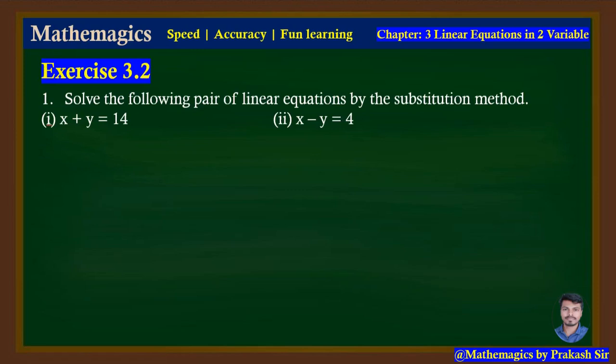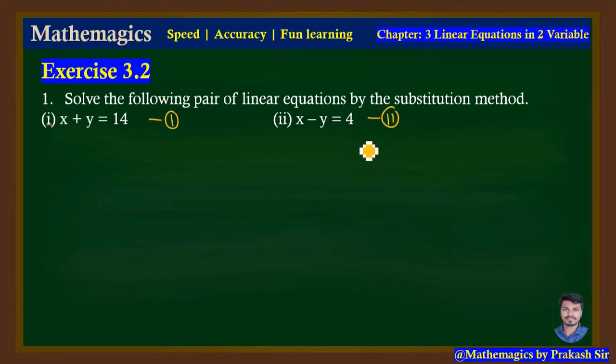So now we shall discuss the substitution method. We came directly to exercise 3.2 so that you will learn the substitution method directly with the help of some examples. The first question is: solve the following pair of linear equations by the substitution method. x plus y is equal to 14, this is the first equation. x minus y is equal to 4, this is the second equation.